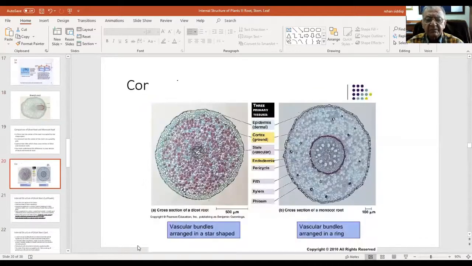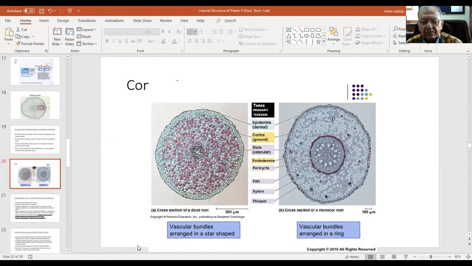This is a good diagram which shows the comparison of dicot root and monocot root. On the left hand side is dicot root and on the right hand side is monocot root. So you can see in dicot root there is a star-shaped xylem with phloem in between the arms of the xylem, and on the right hand side is monocot root which has pith in the center. So the most important difference as far as you are concerned between dicot root and monocot root is the presence of xylem in the center in dicot root and the presence of pith in the case of monocot root.